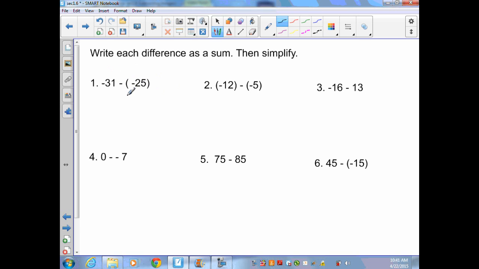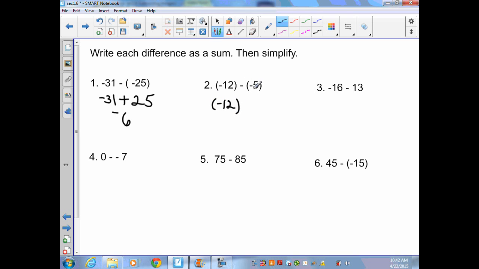Number 1, I'm going to copy this problem from the book. I bring down the negative 31. This is a double negative. I change that to a plus sign. Now, I'm not multiplying or dividing. I am adding or subtracting. In other words, I'm always adding in a sense because I'm going to determine this is a negative, this is a positive, different sign, subtract. That gives me 6. 31 minus 25 is 6. Use the sign of the larger. 31 is bigger than 25. That's a negative 6.